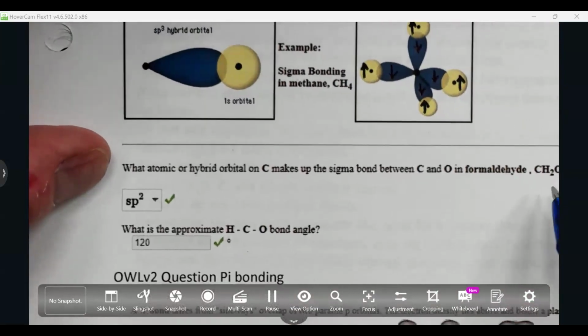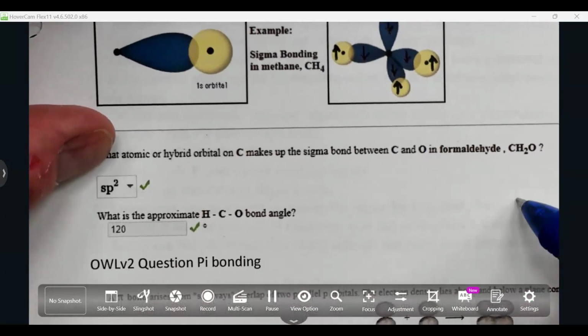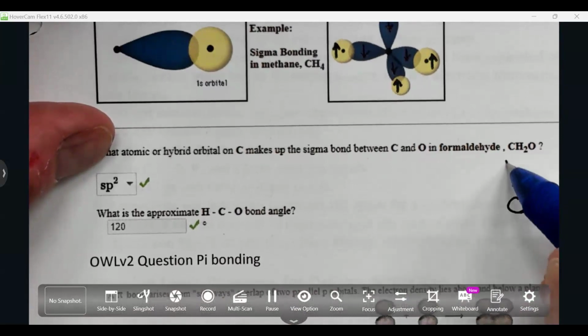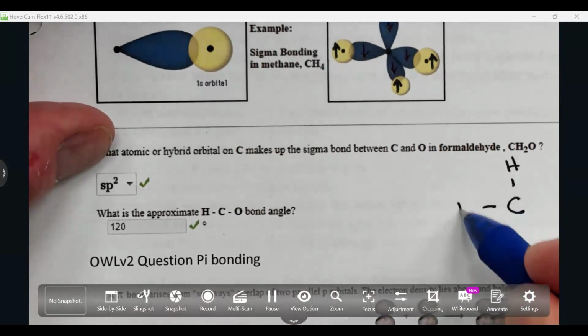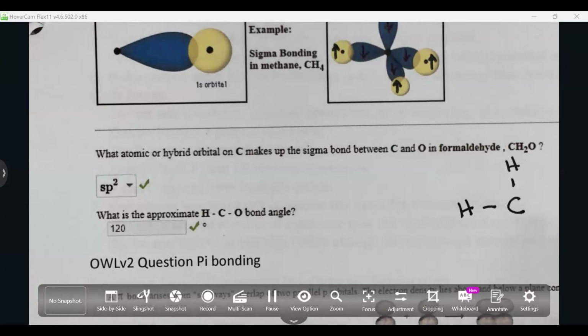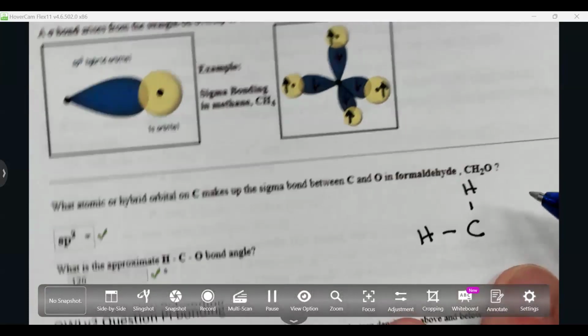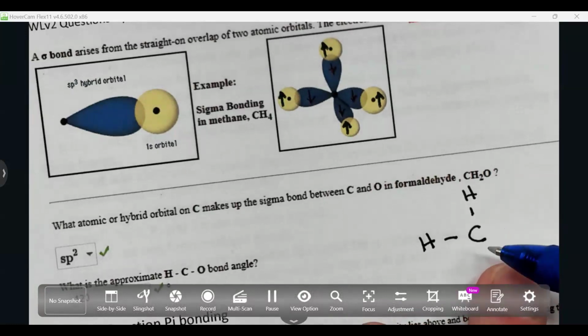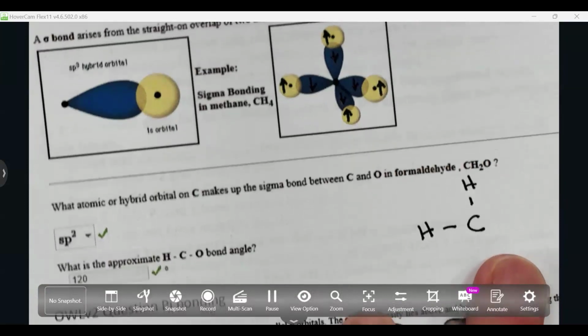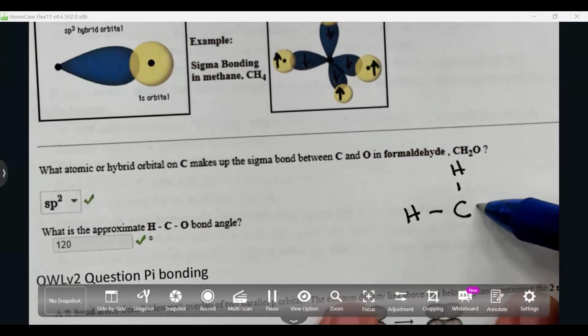Here we have CH2O, carbon, two hydrogens, and an oxygen. You know, carbon needs 4 bonds. Oxygen needs 2 bonds, either 2 singles or a double, right? So in this case, we'd be looking at a double bond here.